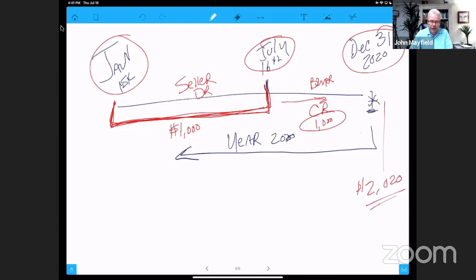The buyer is going to have to pay the entire tax bill. It wouldn't be 2020, it'd probably be 1800 or something, but maybe it would be more than that. Anyway, whatever it is, the buyer is going to pay the entire tax bill.